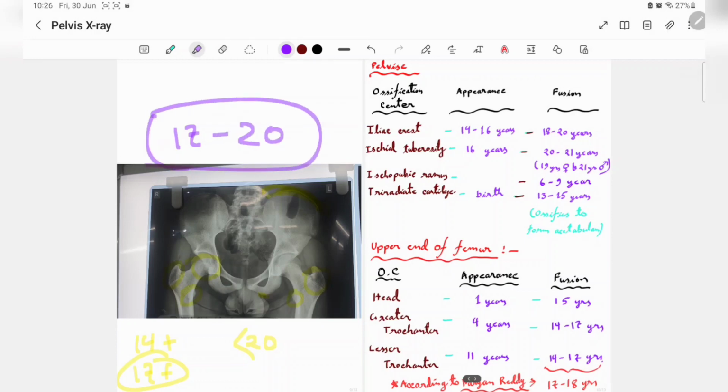Okay, so that's all about the pelvic X-ray used in age determination.